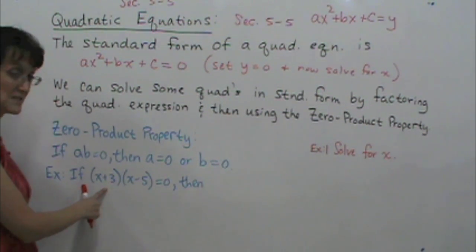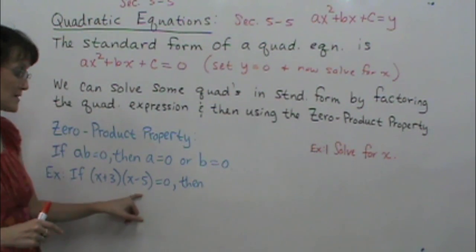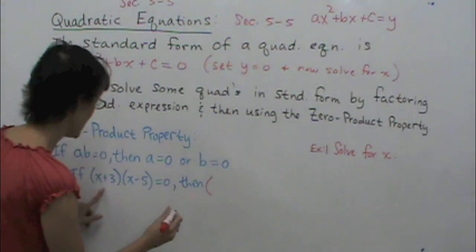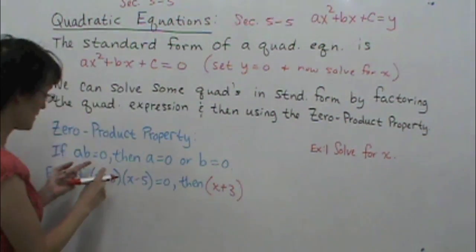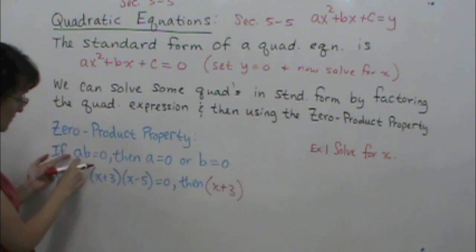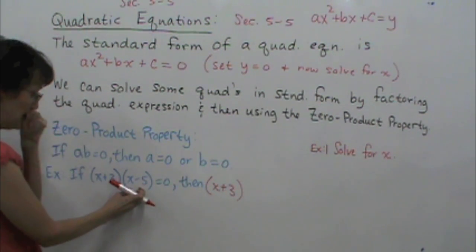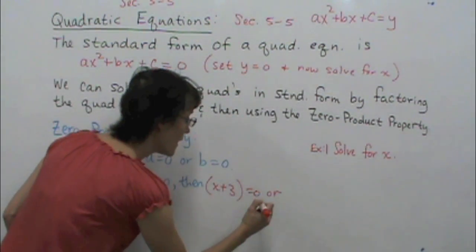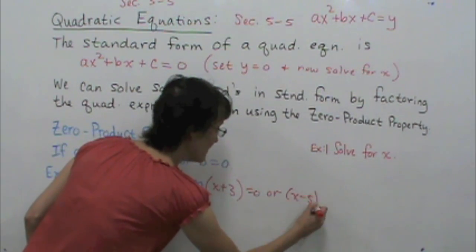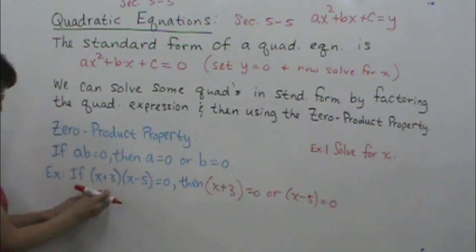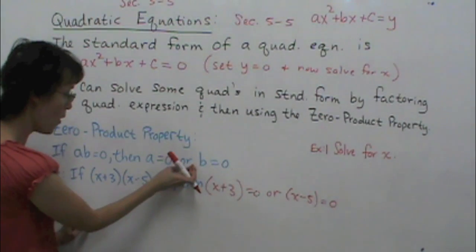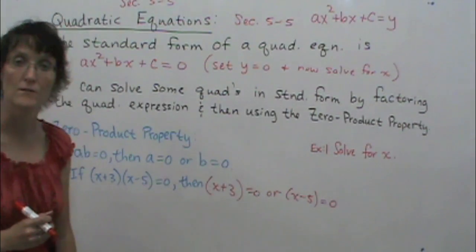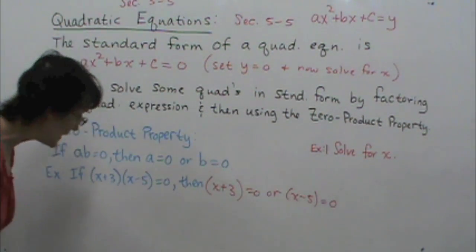Here's an example. If the quantity x plus 3 times the quantity x minus 5 equals 0, then what would we do? We would say x plus 3, that's substituting in for my A, right? So there's my A, there's my B. So I say x plus 3 is equal to 0, or x minus 5 is equal to 0. I say this piece is equal to 0 right there, or this piece is equal to 0. So that's why we do that step right there. All right, and then here's an example.